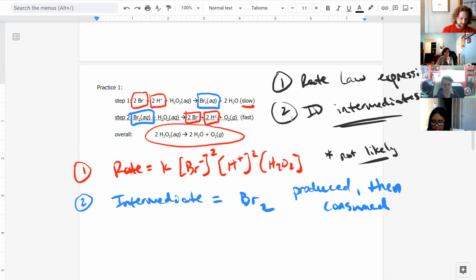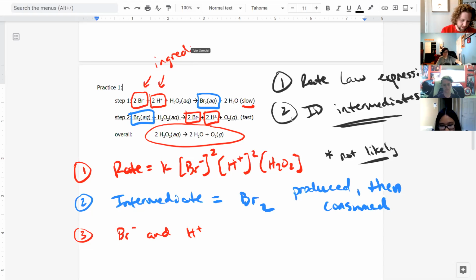So what are these other ones? What are the red ones? Br minus and H plus. They're ingredients. They're actually reactants in the first step. These have to be supplied. They're ingredients. They wouldn't be there unless you brought the chemicals to the reaction. And they're released later on. They're products later on. So they're reusable. You bring them in, they're used up in the first reaction, and they're reproduced in the second reaction. These are catalysts.